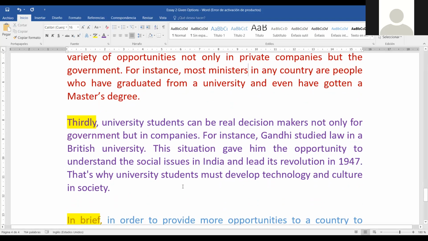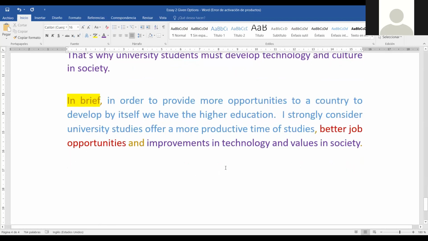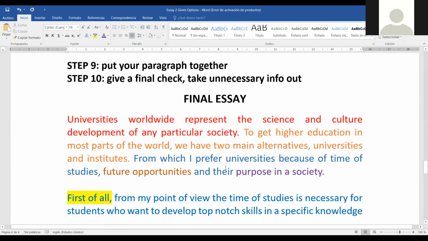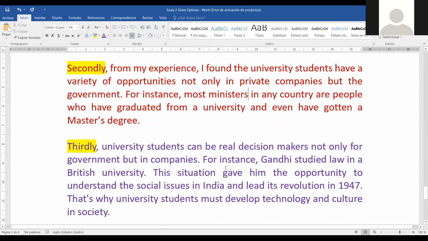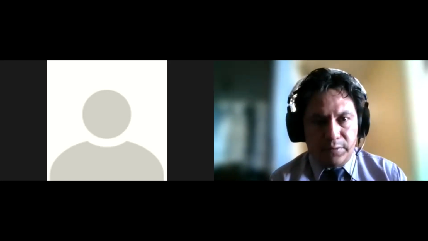That's why university students must develop technology and culture in society. In brief, in order to provide more opportunities to a country to develop by itself, we have higher education. I strongly consider university students offer a more productive time of studies, better job opportunities, and improvements in technology and values. So that's gonna be my example. And now I'm gonna stop sharing this one. And we're gonna pick one example from the same PDF that we have been using.